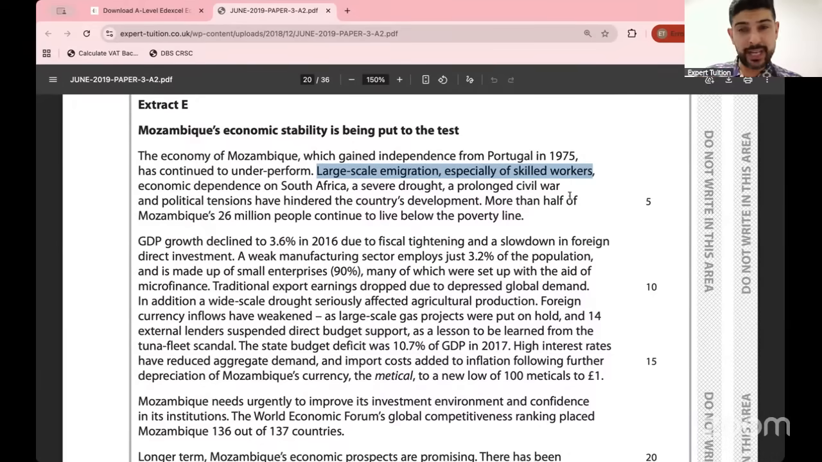I go, according to extract E, open quote, large scale emigration, especially of skilled workers. Or I'd say something like, according to extract E, the Mozambique economy is characterized by, bang. That's my quote. And then what do I do? I need to explain it. I need to explain it in simple terms.